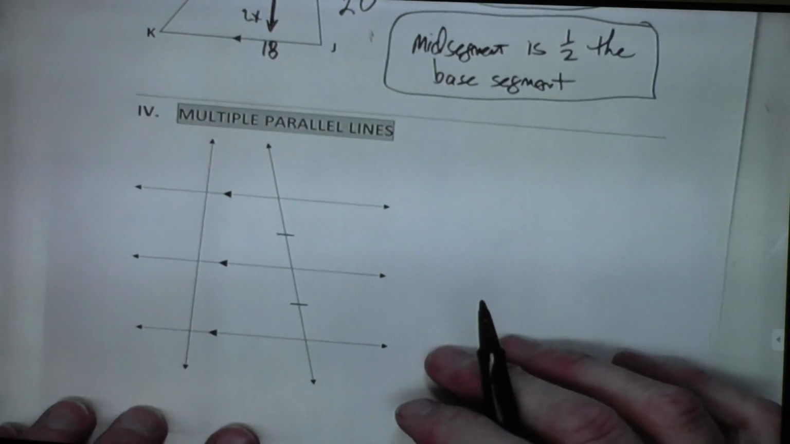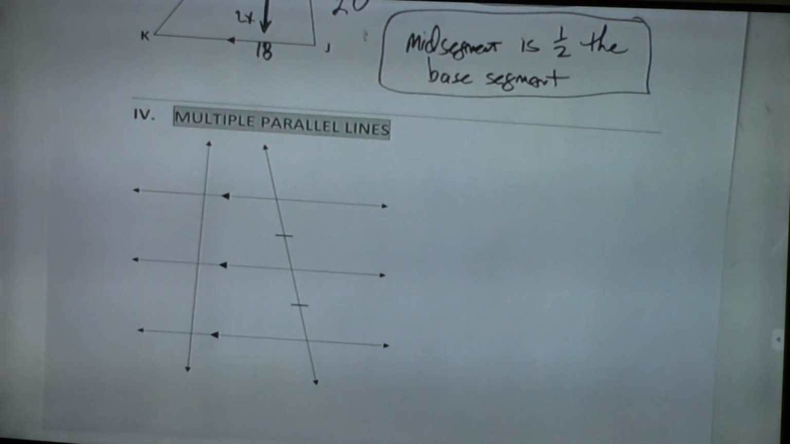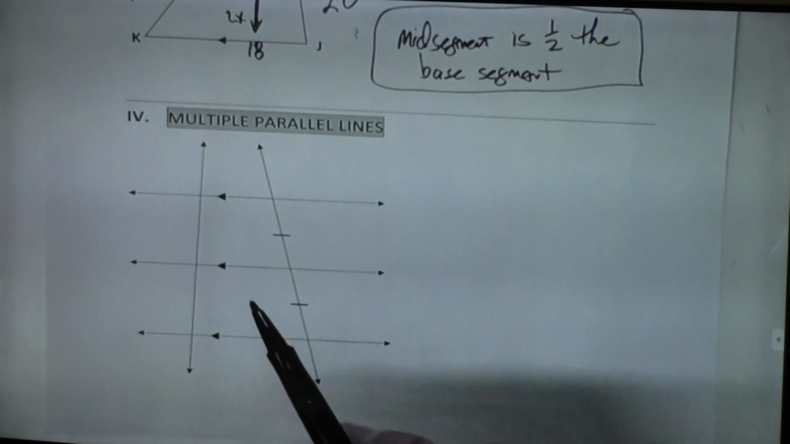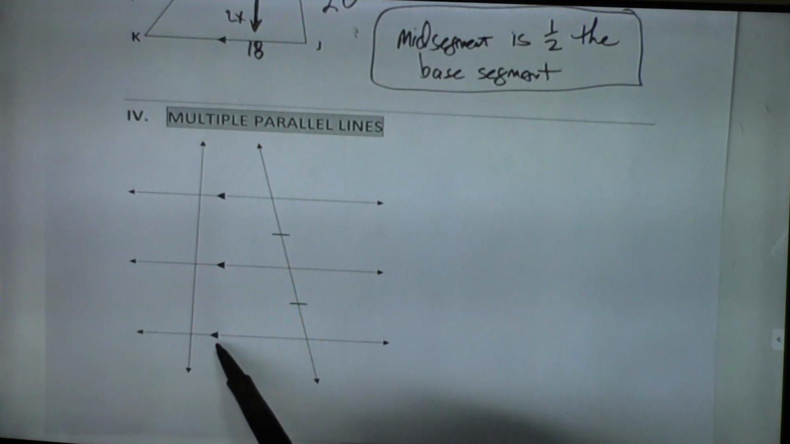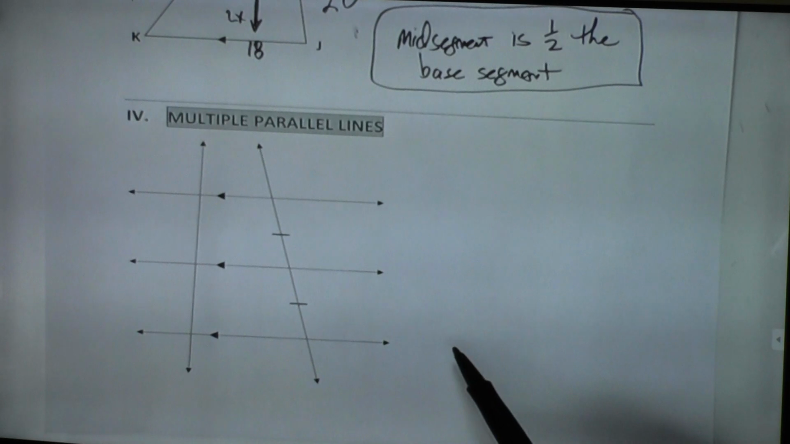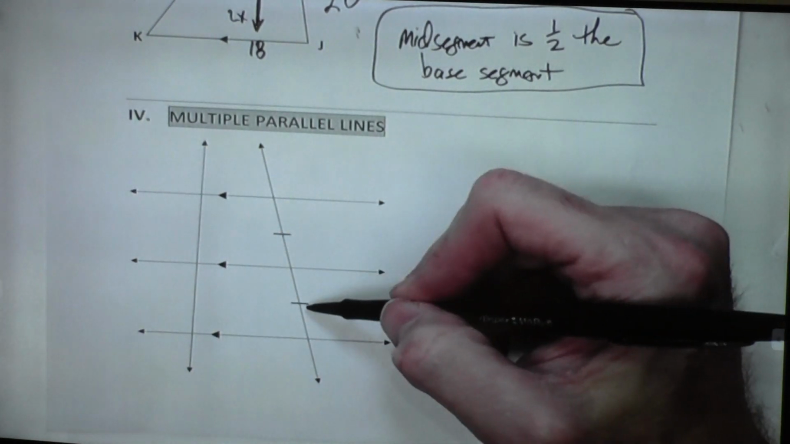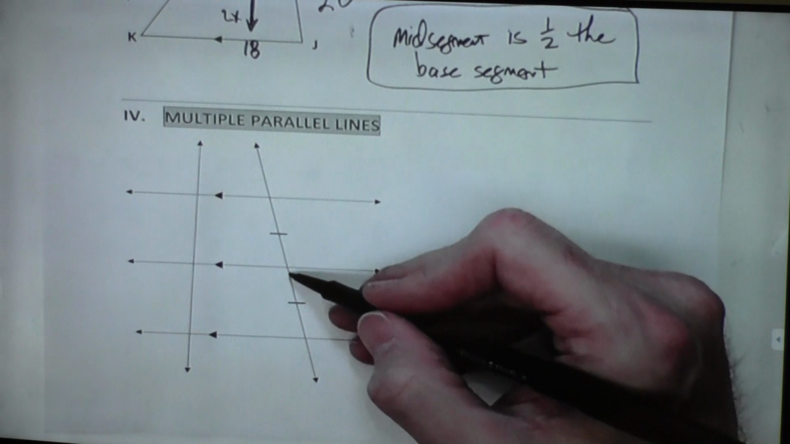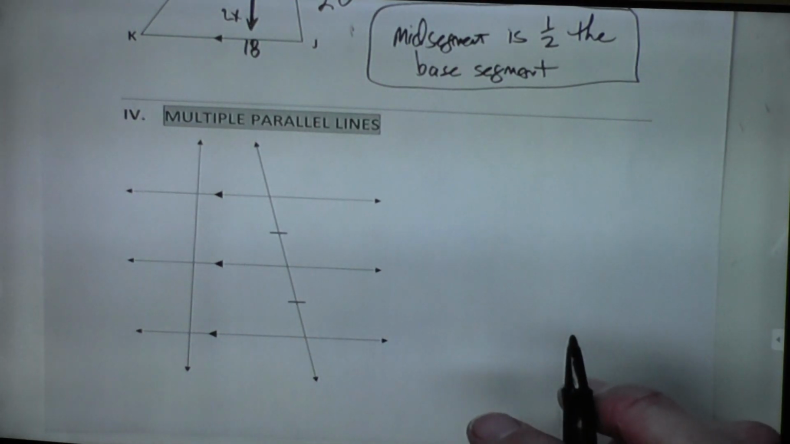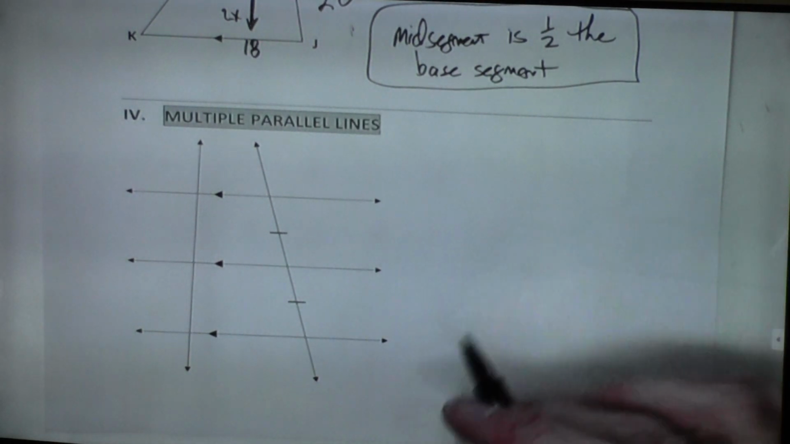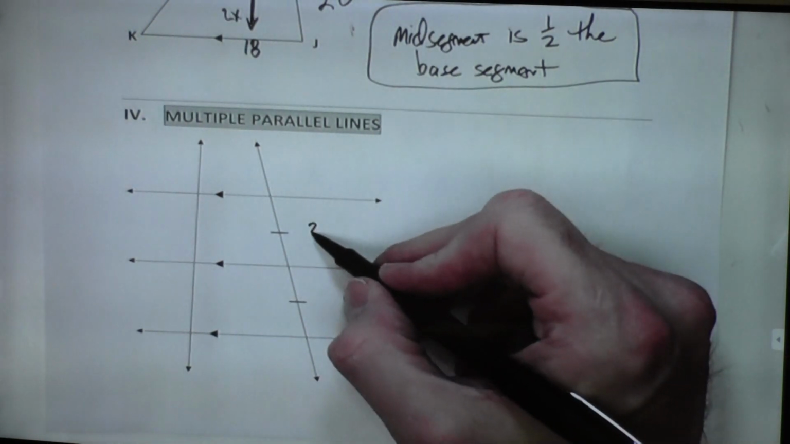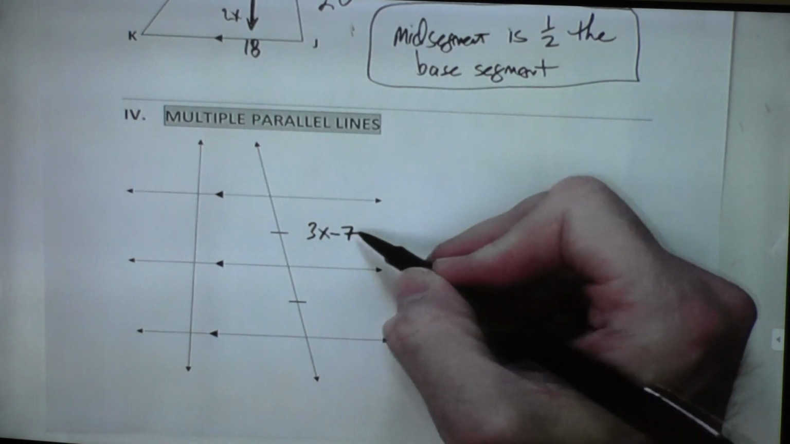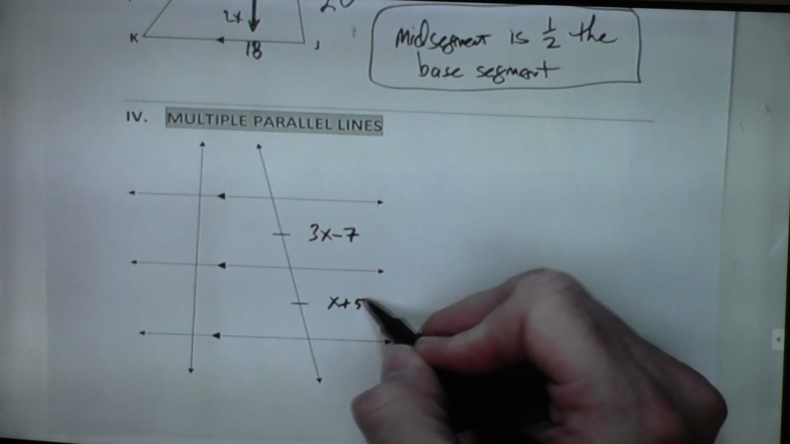Okay, let's look at the bottom one, multiple parallel lines. See how far we get today. Notice the information that I've given you here. We have 3 lines, and this is telling you that they're all parallel to each other. And then these 2 marks tell you that this length is the same as that length. So in this kind of case, that information is enough for you to solve if I give you something to solve. So what I'm going to do is say 3x minus 7 and x plus 5.